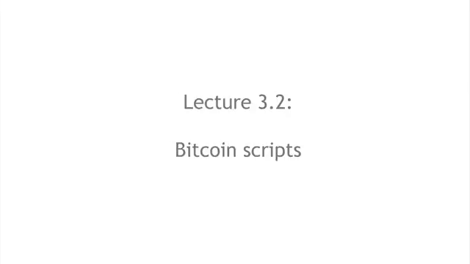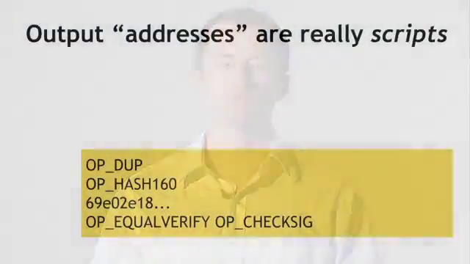Okay, so like we said, each transaction output doesn't just specify a simple public key, it actually specifies a script. So what do I mean by that? What is a script and why do we use scripts? In this section we're going to talk about what the Bitcoin scripting language is and why script is used instead of simply assigning a public key.